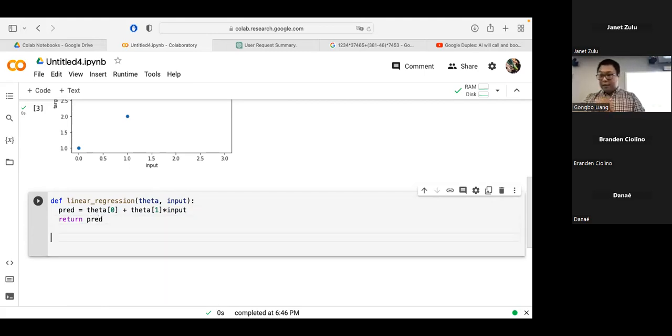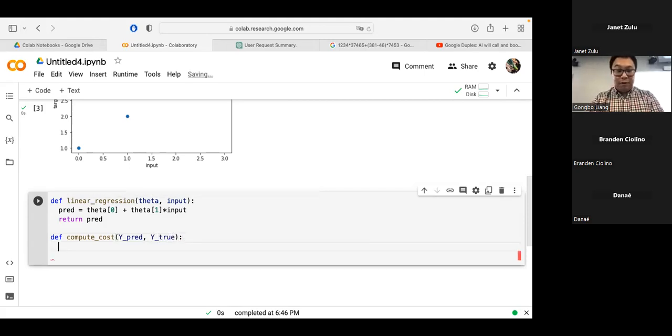Then the next thing, given the model, I need to compute the cost. To compute the cost, I will need two things: y predict, the output of my model, and y true, the ground truth label. And then I will just go ahead and type the equation there.